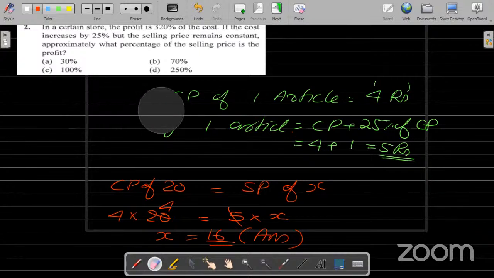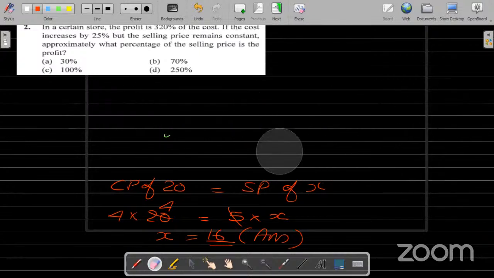Okay. Now we'll think of doing the second question. In a certain store, profit is 320% of the cost. If the cost increases by 25%, but the selling price remains constant, approximately what percent of the selling price is the profit? Okay. Now, if you look at these questions, out of the total 50 questions in quant reasoning, some 4 or 5 questions can be very tough. You need to leave those questions. But this question is not a tougher one. This is an easier one. So we can easily do this question also.